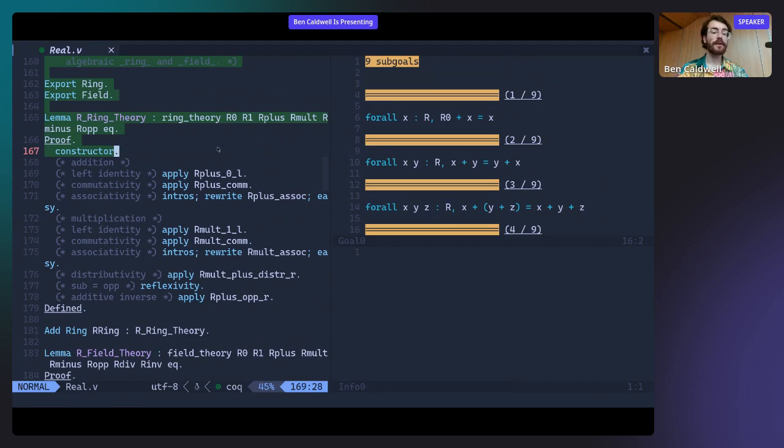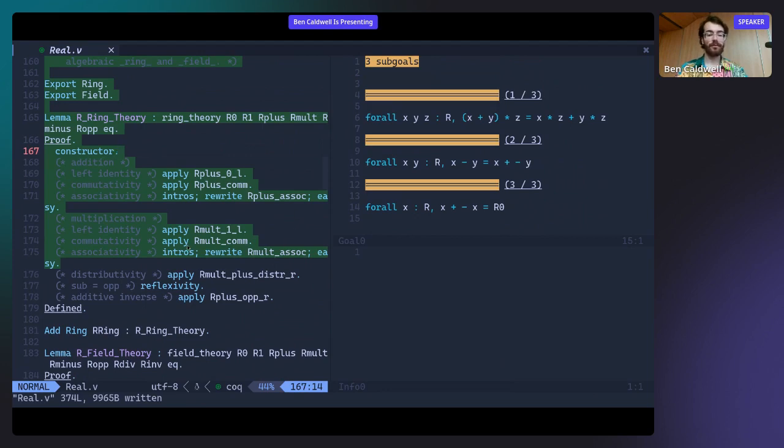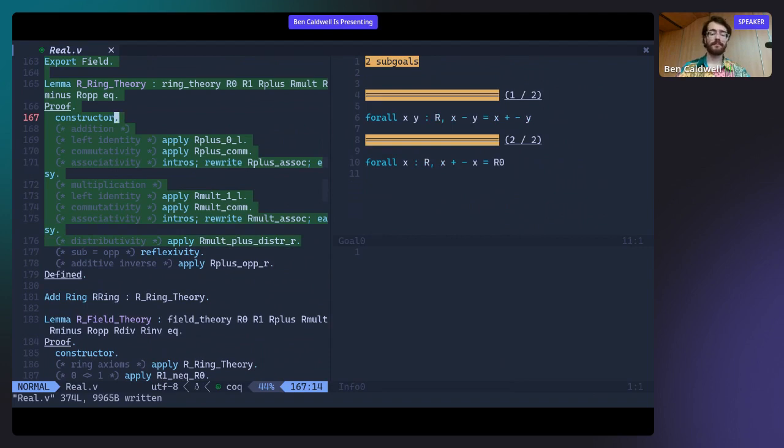And it's a ring with respect to plus, right? So we're going to say, okay, well, we have left identity, we have commutation, and then we have associativity, and then we have multiplication. Multiplication is commutative, and we can also associate in multiplication. Then we have distributivity to tell how these two things relate. We have the fact that our subtraction is actually just our opposite function with addition.